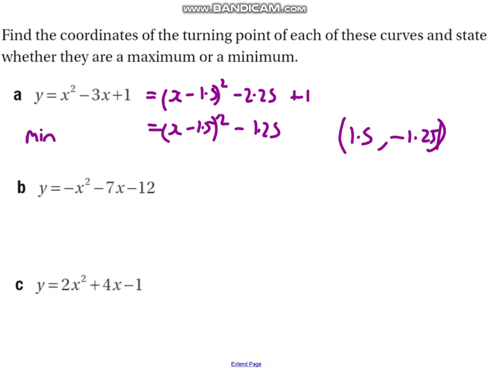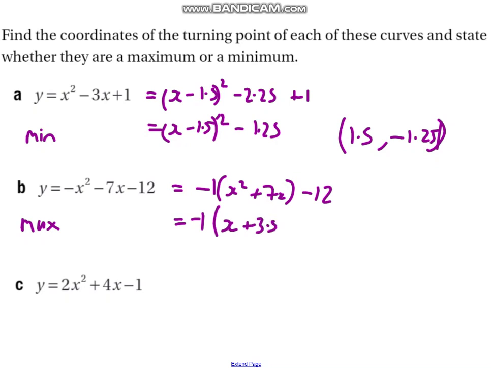Okay, and again this time you've got a minus there, so that's going to be a maximum. And again we're going to have to do a little cheeky factorise, so minus 1, x squared plus 7x minus 12 hanging around there. Then we're just going to keep the minus 1, then here you've got x plus 3.5 all squared, take away 12.25, and then minus 12 on the outside.